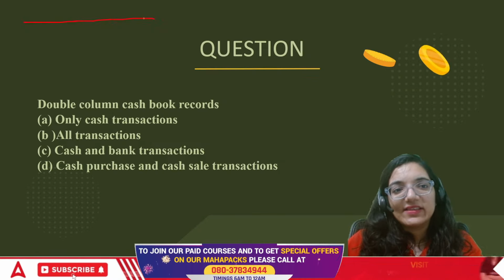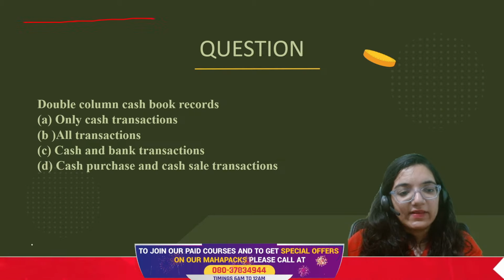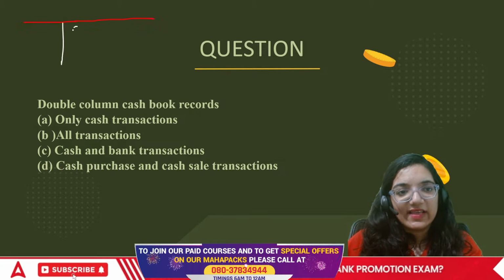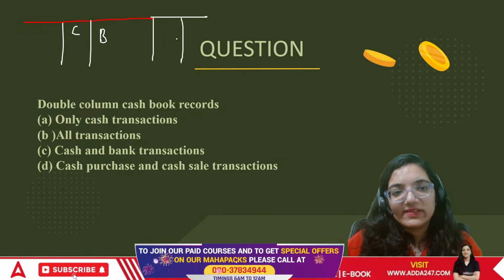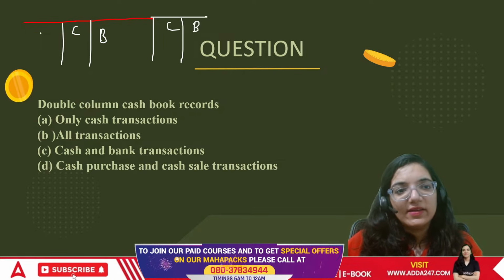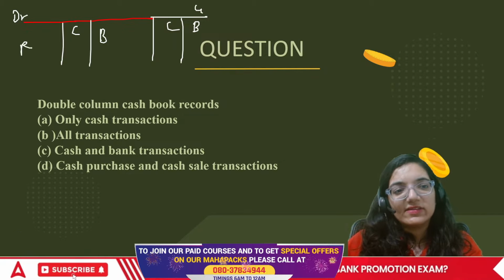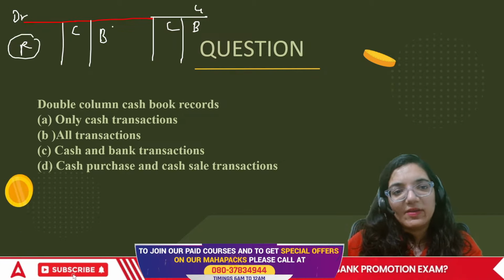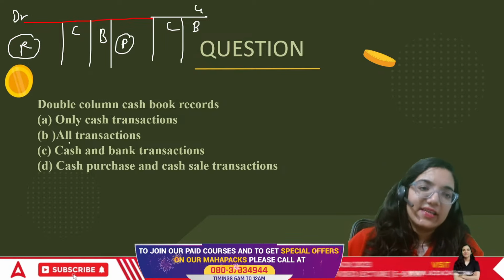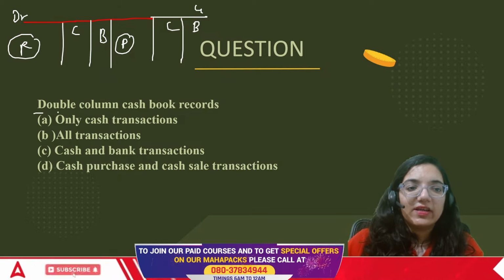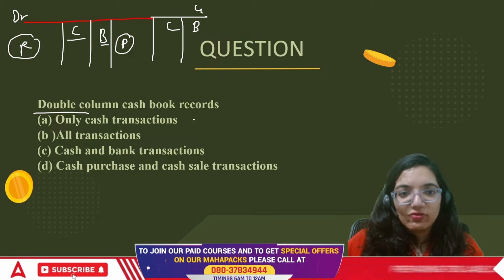Okay, let's look at this in terms of a double column cash book. What do we do? The double column cash book looks like this. They have a cash column and bank. Then we have this cash column and bank. Now this is the debit side and this is the credit side. This is called the receipt side and this is called the payment side. So when we talk about double column, it is normally cash and bank transactions. So in this case we have only cash transactions?